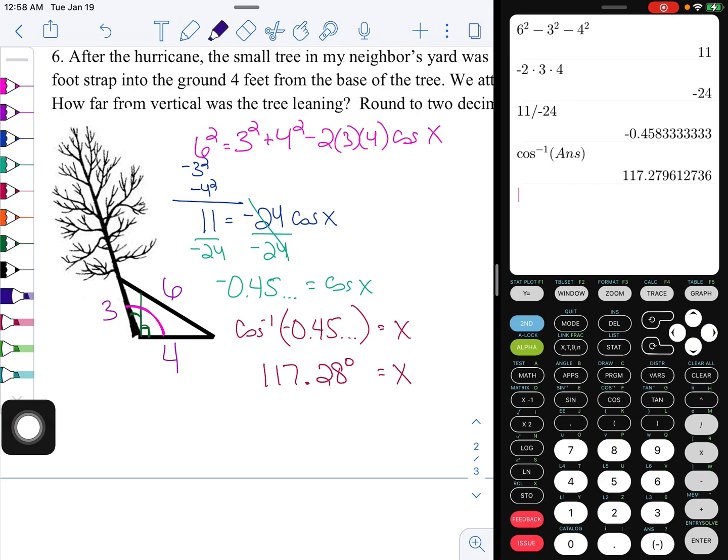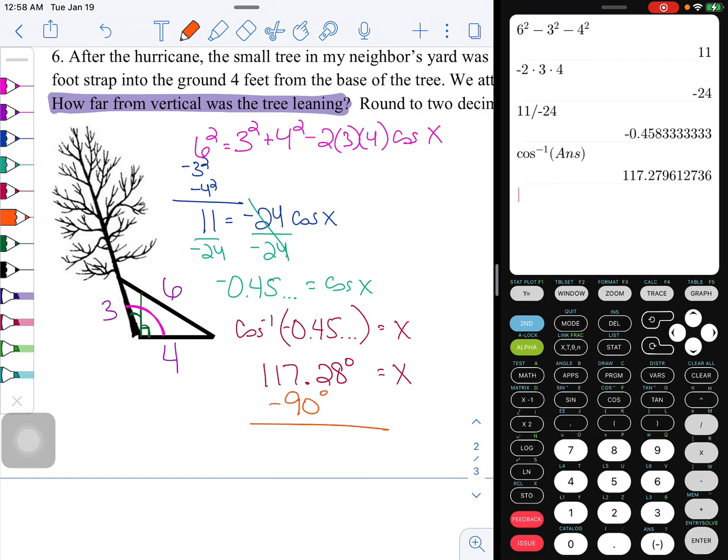But that's not the question. So remember, the question is, how far from vertical was the tree leaning? If the tree was 90 degrees straight up and down, the tree would be vertical. It's not. So I'm going to take this answer, subtract 90 degrees from it, and that's going to be the answer I'm working with. So 27.28 degrees off of vertical.